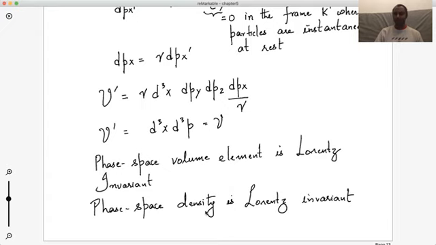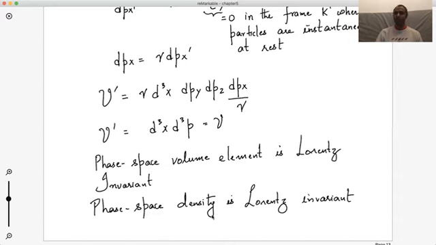Consequently, the phase space density is a Lorentz invariant. And the reason for that is the phase space density is just the number of particles divided by a volume element, and the number of particles is a countable object, so that's always Lorentz invariant, and the volume element is Lorentz invariant. Which means the ratio is also Lorentz invariant. And so we have this nice result, which is that phase space density is always a Lorentz invariant.